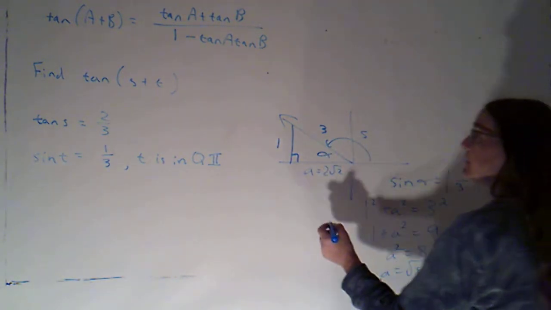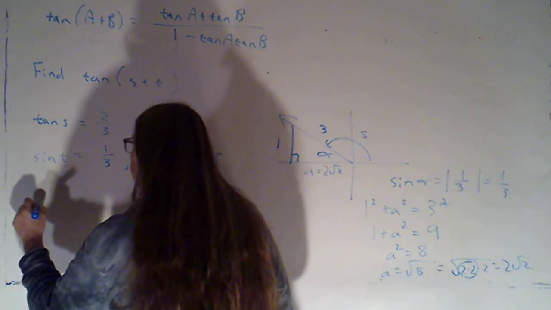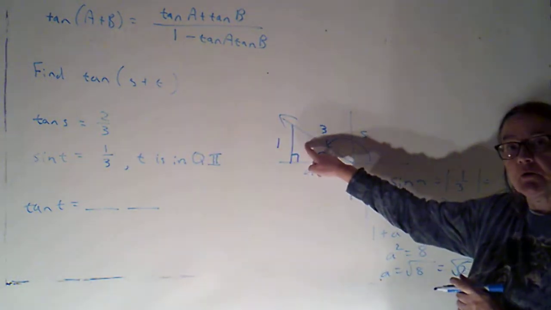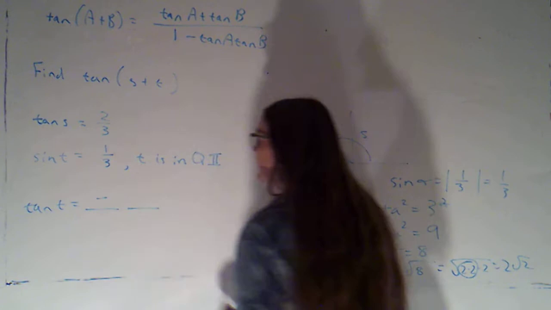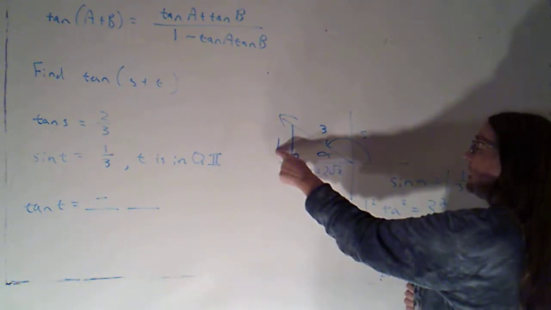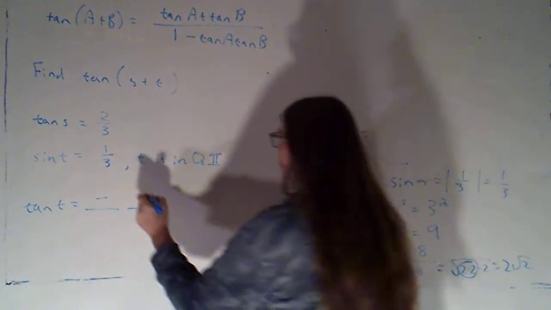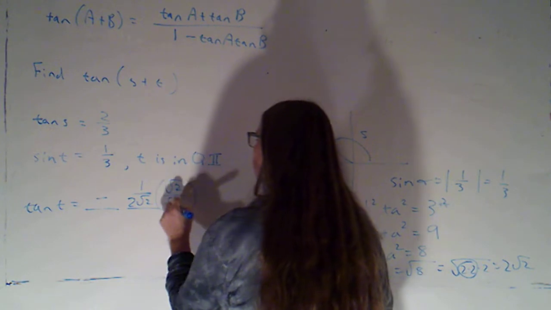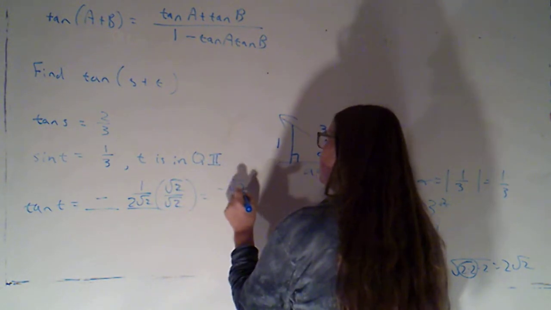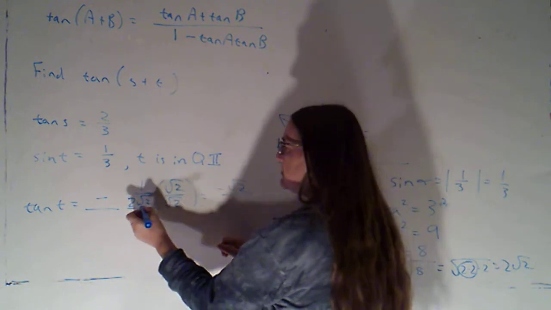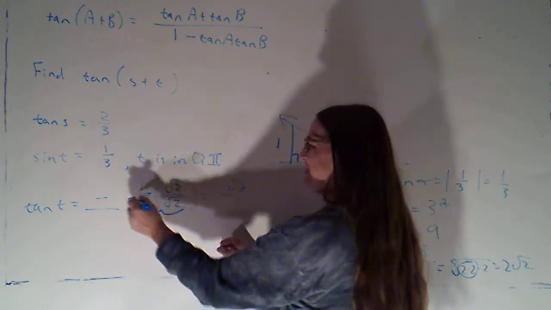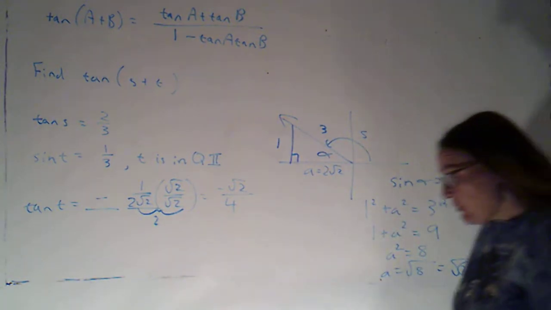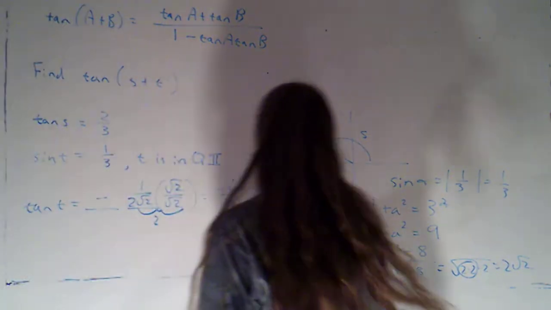So that means when I go to evaluate tangent of t, it's going to be my two-step process. I'm in quadrant 2, so I know that tangent is negative. And then I just use the reference angle. Opposite over adjacent would be 1 over 2 root 2. And I'm going to want to rationalize that. So we'll get negative root 2 over, now that's 2. These two factors of root 2 give me another 2. So I get 2 times 2, or 4.